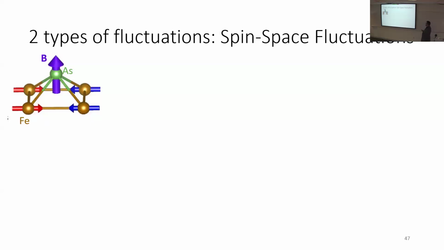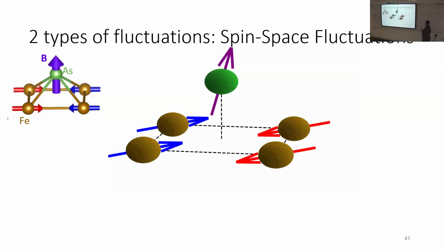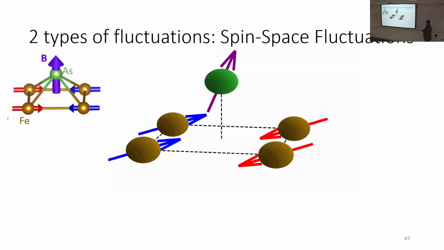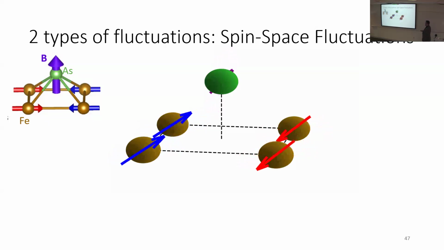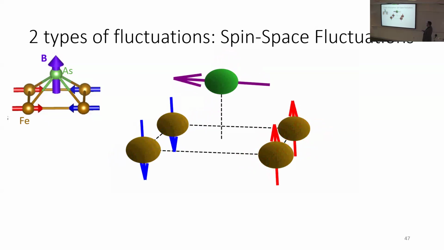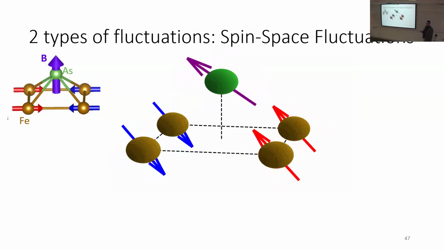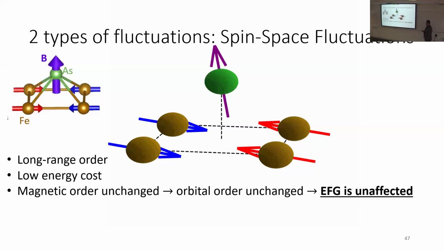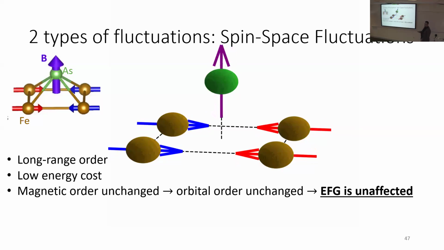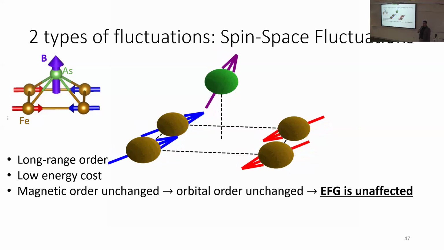The first one are the spin space fluctuations. Here is the original static case that I have here, but the spin space fluctuations occur in the following way. You can see here that in the iron moments, the magnetic moments can orient themselves in any which direction that they like, such that they remain collinear with their neighbor. That is, they remain parallel or anti-parallel with their neighbors. The thing about these fluctuations is that these are long-range order fluctuations. There's a low energy cost. It doesn't take much to get them moving in this particular way. But the key thing to remember is that the magnetic order is not changing.